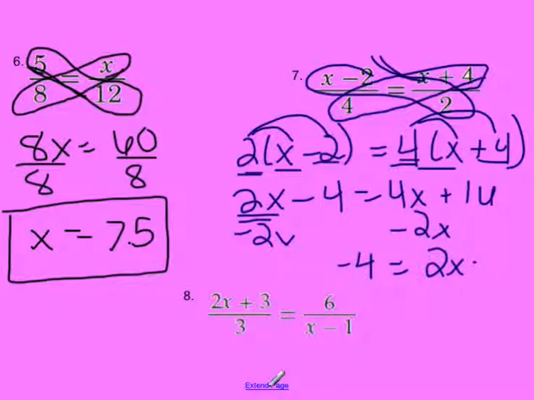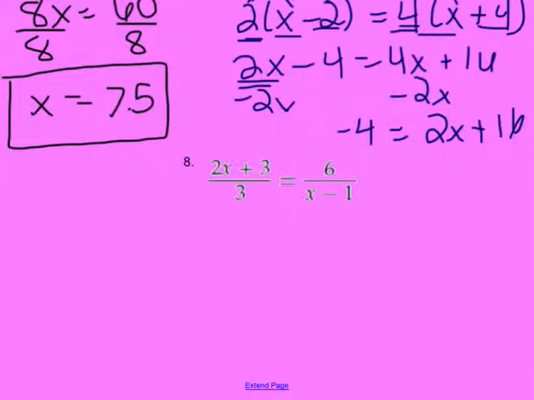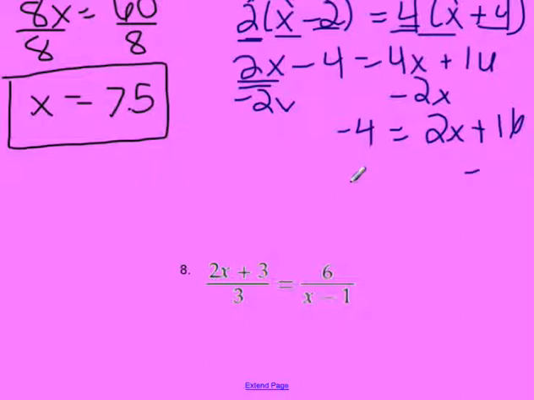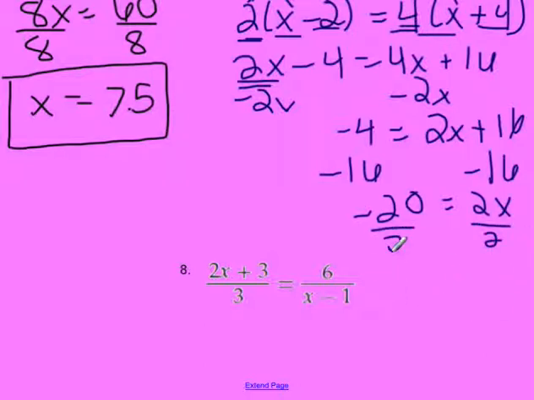So now I need to continue solving that for x. What I'm going to do next is just move this down here quickly to give us a little more space. Okay, so now to get that 16 over to the other side, I am going to subtract 16. So then I end up getting negative 20 is equal to 2x. Divide both sides by 2, and you end up getting x is equal to negative 10. So x is equal to negative 10 is your final answer for number 7.